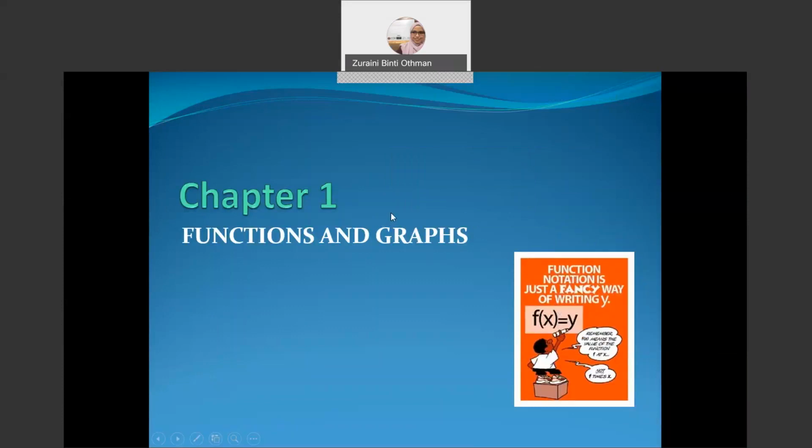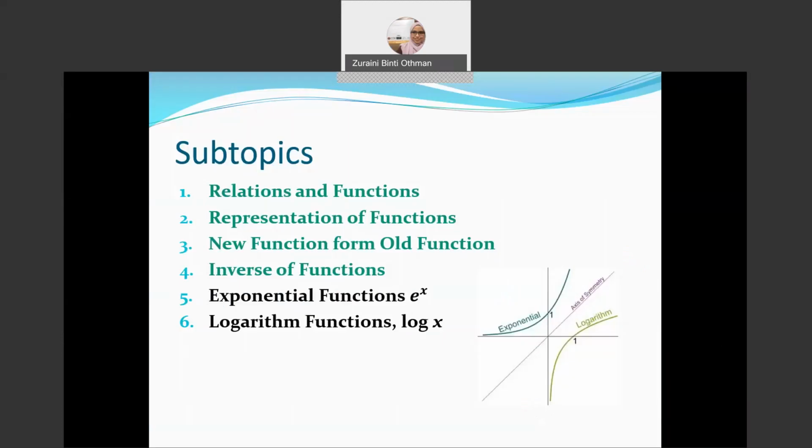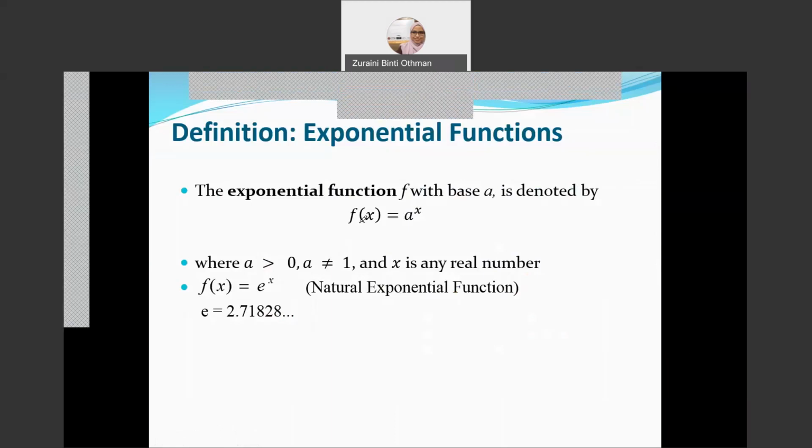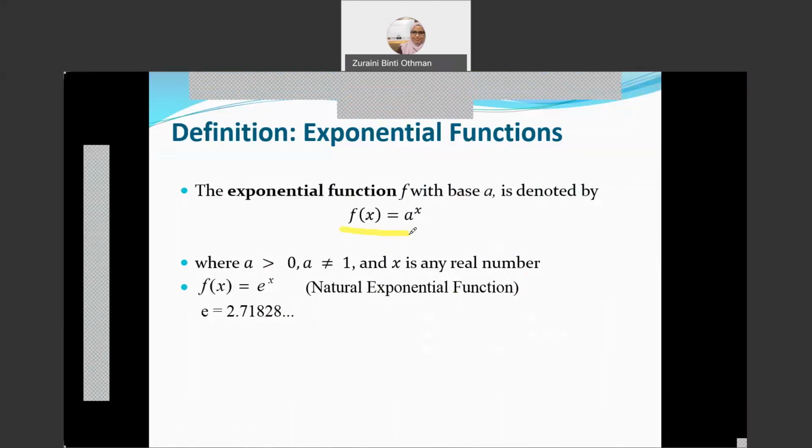Today we'll learn about the continuity of function and graph that we learned previously. So now we will continue our lecture with exponential function and logarithmic function. For exponential function, this is the form of exponential function, where a is greater than 0, a is not equal to 1, and x is any real number.